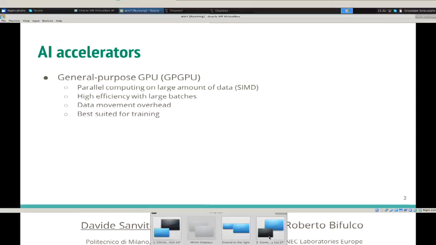Since these processes are very computationally heavy, the community has introduced AI accelerators, which are devices used to speed up the execution of the neural network. The first category is the general purpose GPU. These devices are able to perform parallel computation on a large amount of data, and they are particularly efficient when operating on big batches of data. In order to be able to use the accelerator, the data has to be moved from the CPU to the GPU, and this can introduce an overhead in the final latency. For this reason, those devices are usually best suited for the training phase. But in case of neural network inference with latency-sensitive services, usually the inference is performed on the CPU.